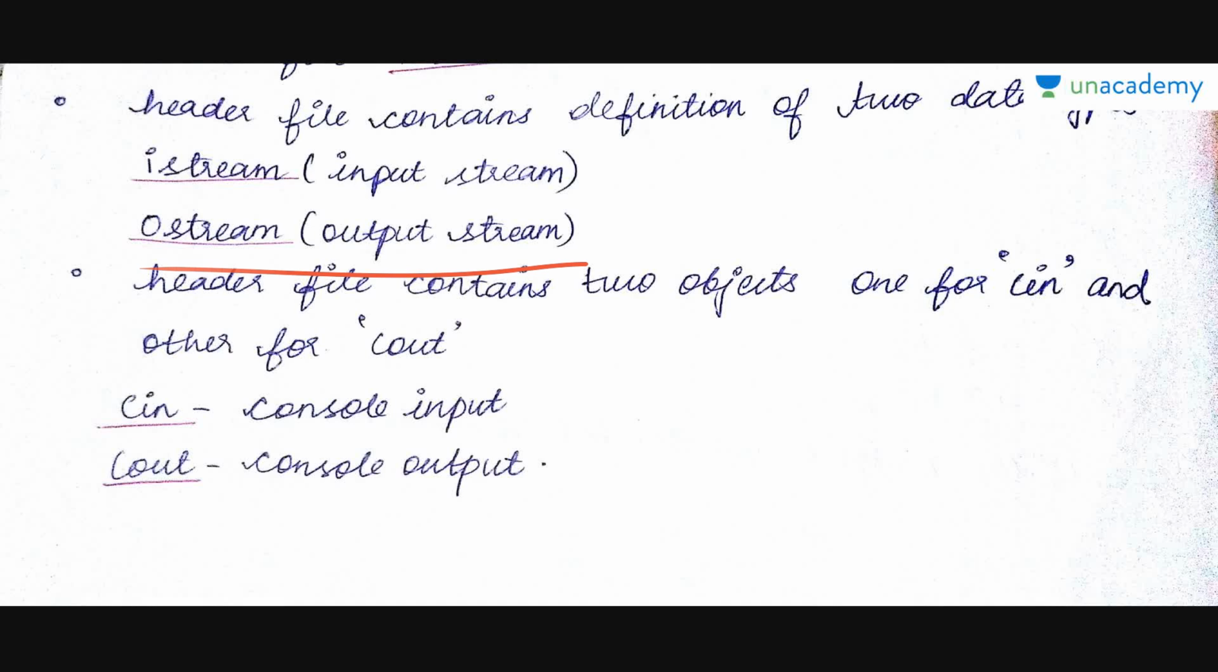Now, the header file also contains objects. So what are the two objects it contains? It contains two objects. One is cin and the other is cout. The c stands for console. So cin is console input and cout is console output.